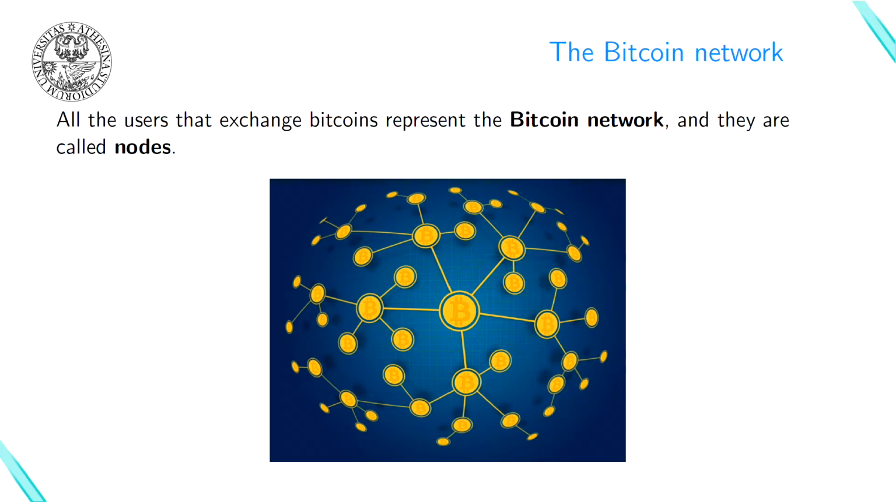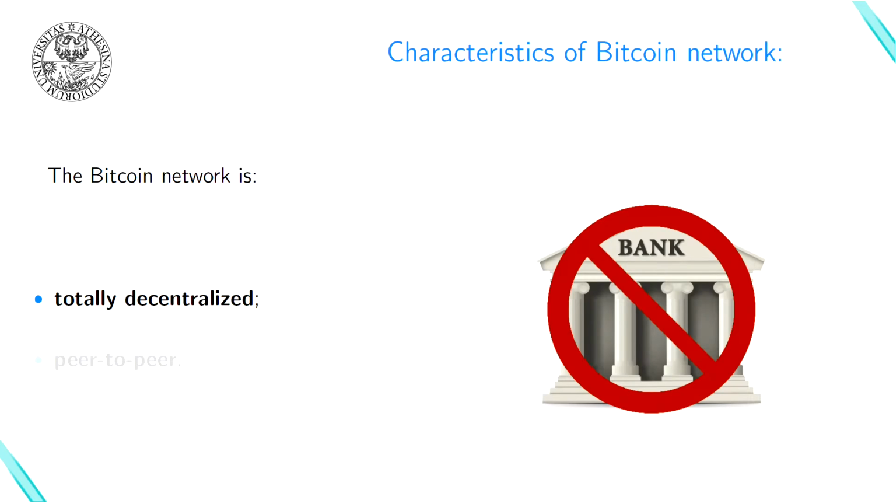The Bitcoin system is organized as a network. All the users exchanging Bitcoins represent the Bitcoin network itself, and they are called nodes. The Bitcoin network is totally decentralized. That is, neither banks nor third parties manage coinage, trade, or deposits of Bitcoins.